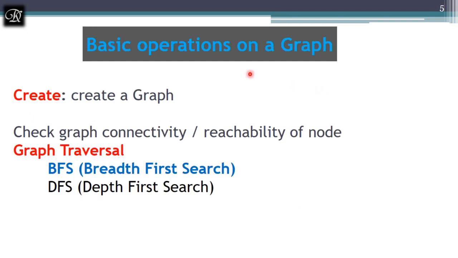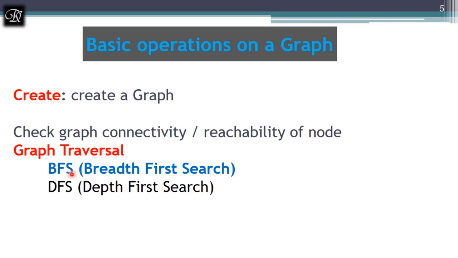What are the operations we can perform on the graph? So first we have to create the graph. To create the graph, again we are having two techniques. We'll see in the next slide. And once we are having a graph with us, we can traverse the graph to check for the connectivity or to check for the reachability of the node from the given source node.